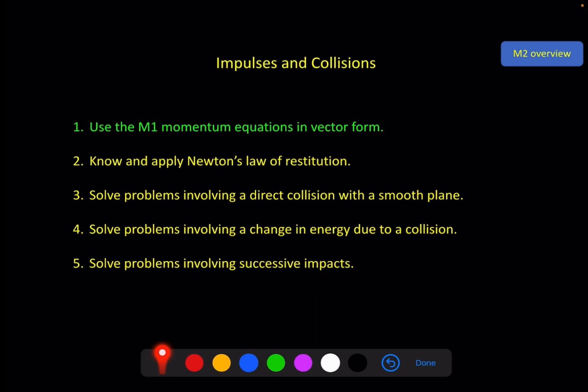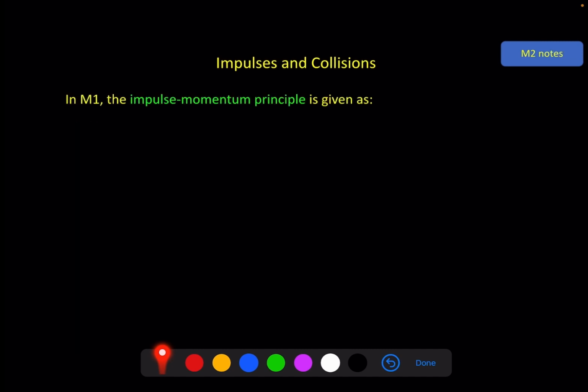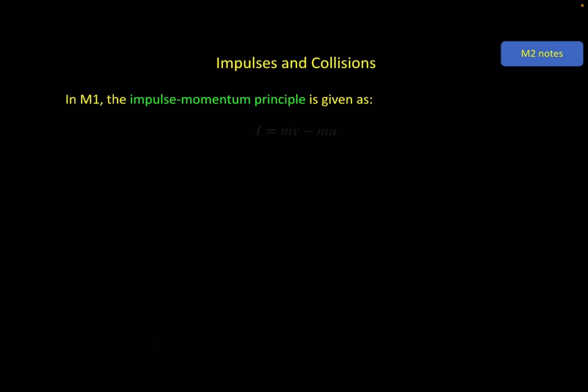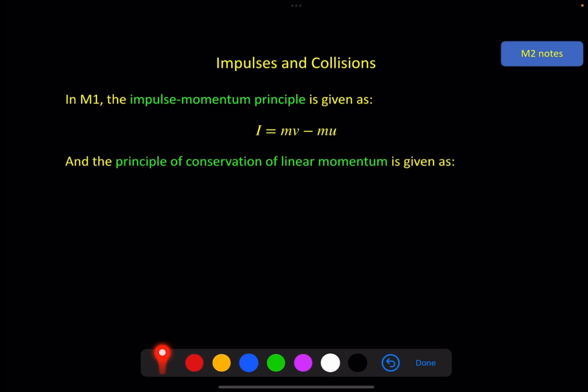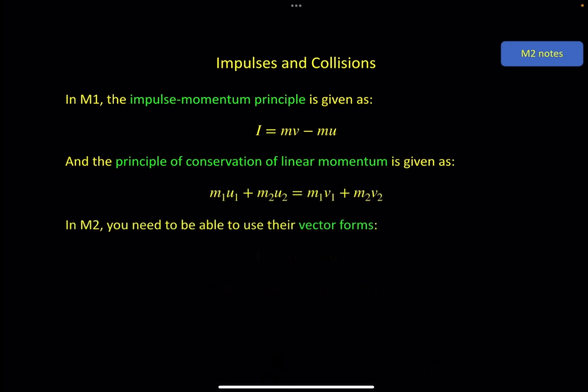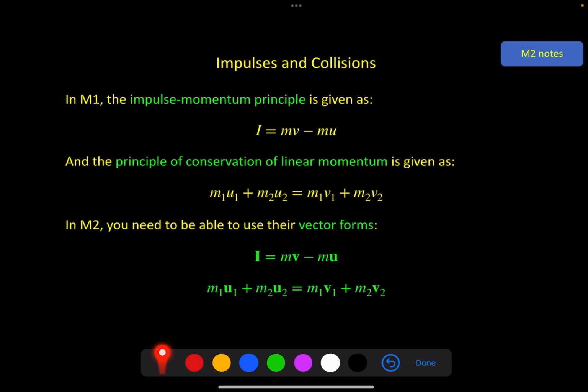So in this video, the vector form of those two equations we had on the starter question: the impulse momentum principle, which was this, and the principle of conservation of linear momentum, which was this. In vector form, these two. So there's not much different here in this video to what you already know from M1, except that we're going to apply these to vectors specifically in ij notation.